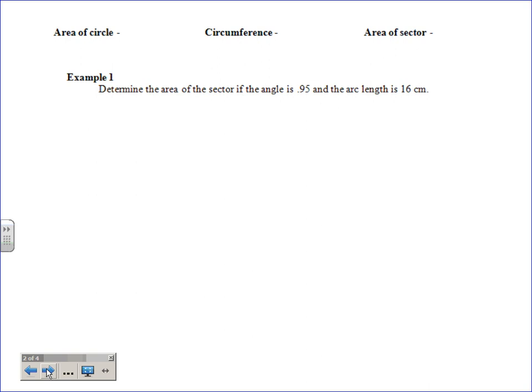A few formulas that you're going to want to know and need throughout the homework. The area of a circle is pi r squared. Circumference is pi times diameter, or you can say 2 pi r. And the area of a sector, this would be the new one for you, 1/2 r squared theta. Once again, theta does have to be the radian measure. That will give you the area of just that small piece of the pie.